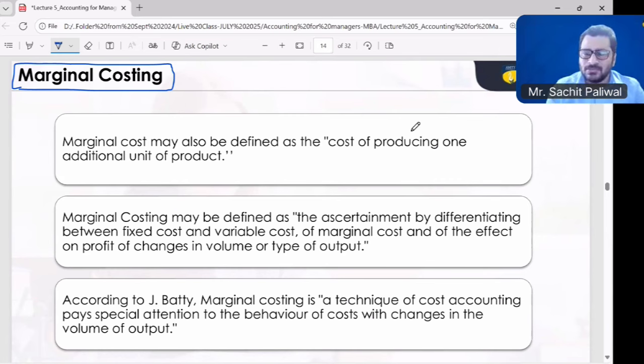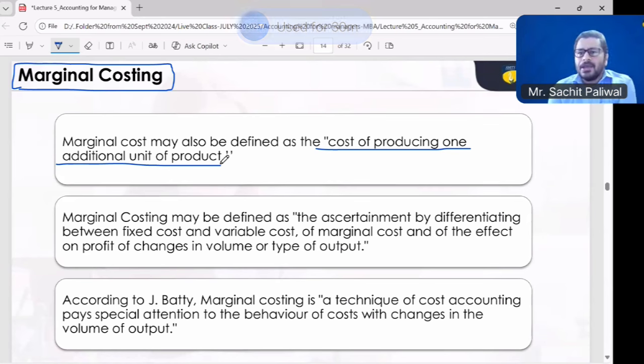Now, my question was marginal costing. So you can see here, the cost of producing one additional unit of product is called marginal cost. Suppose you are manufacturing 100 units and the cost of manufacturing 100 units is X. So what would be the cost of manufacturing the 101st unit? When you manufacture an additional unit, how much the total cost increases is called marginal costing.